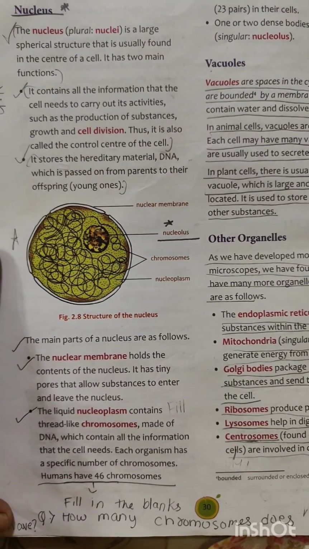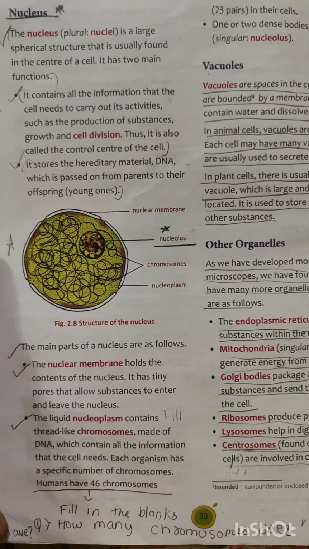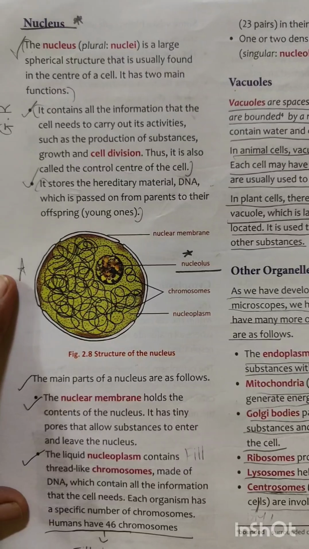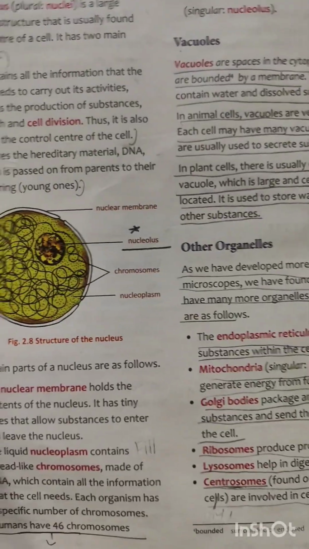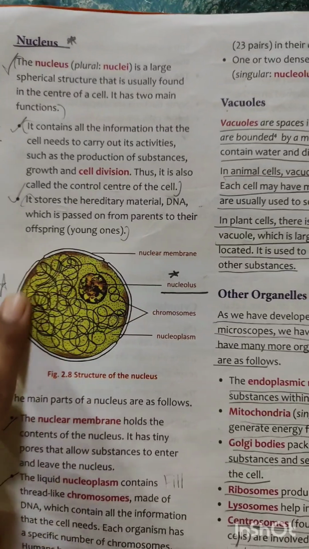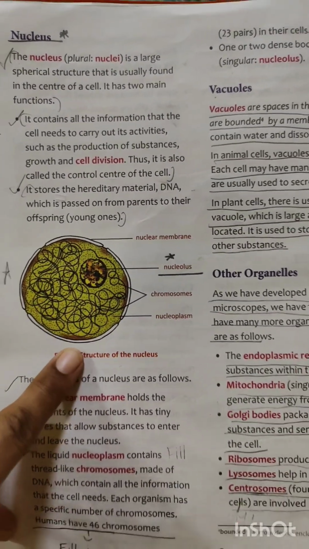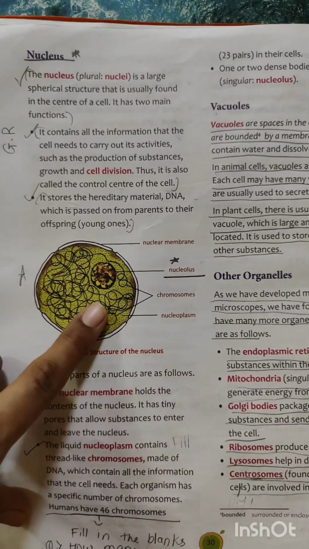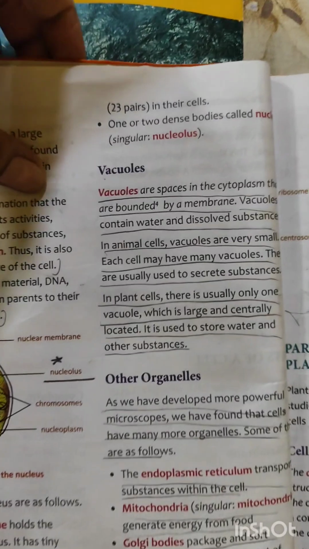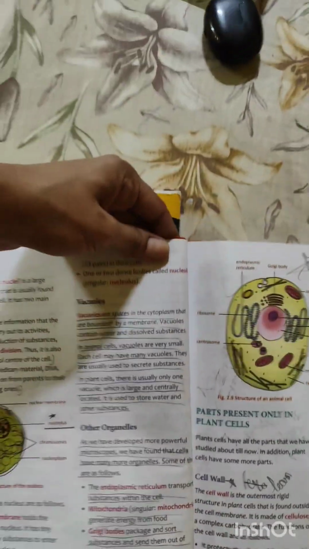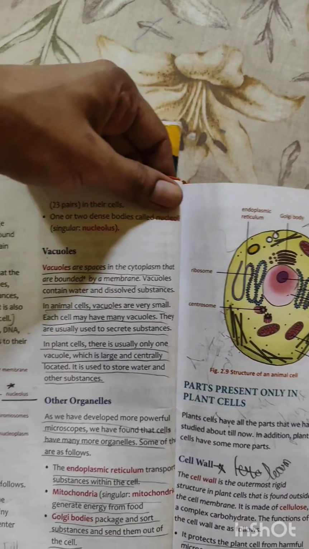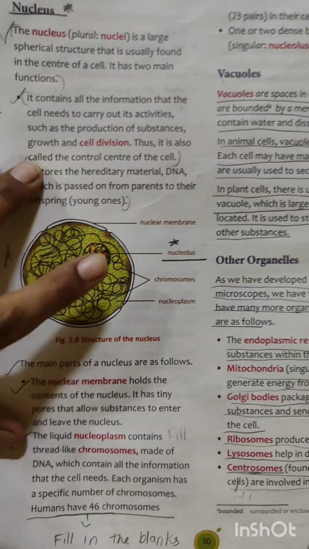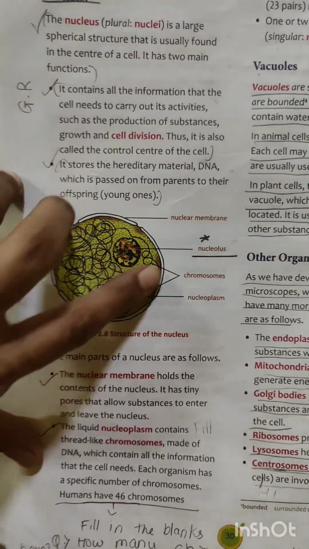Each organism has a specific number of chromosomes. Humans have 46 chromosomes, so there are 23 pairs of chromosomes in cells, and a total of 46 in humans. This thread-like structure is called a chromosome. Now, there are one or two dense bodies called nucleoli, singular nucleolus. This is the nucleolus, a dense body in your nucleus.